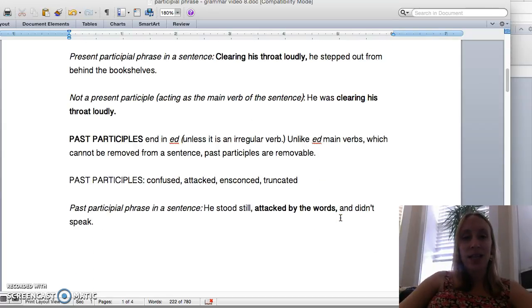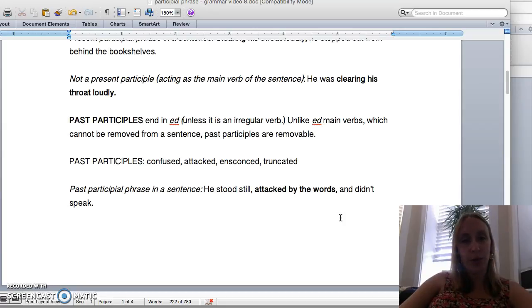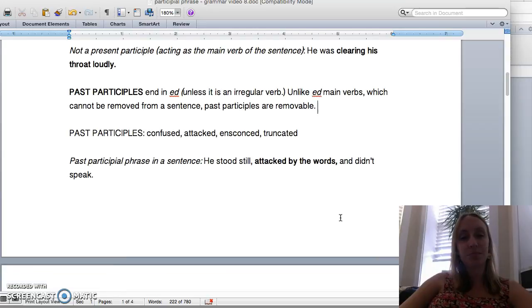Past participles end in ed unless it's an irregular verb with an irregular form. Unlike ed main verbs, which can't be removed, participles are removable: confused, attacked, ensconced, truncated. Past participle in a sentence: he stood still, attacked by the words, and didn't speak.